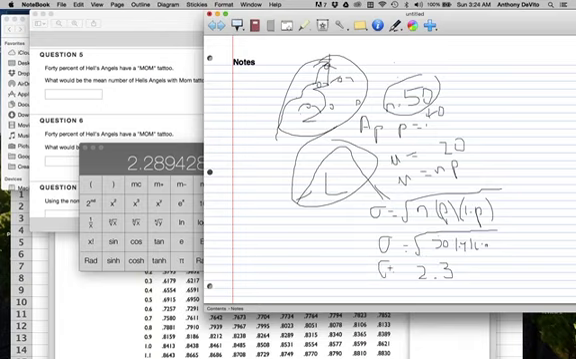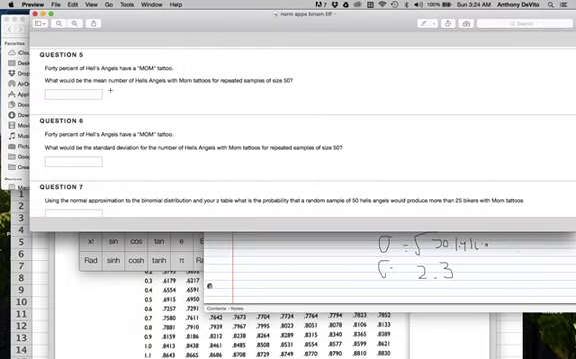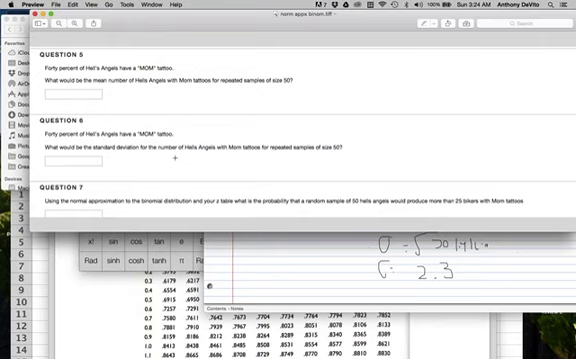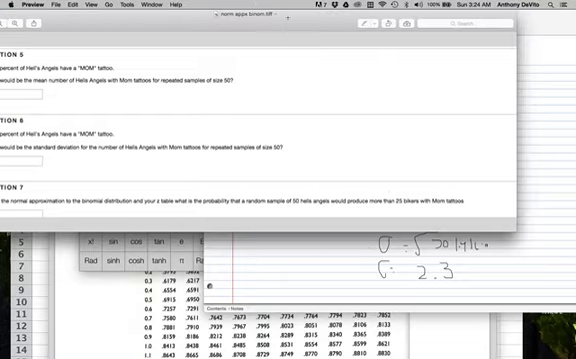So now we have a standard deviation and we have a mean, so now we can predict what these outcomes might be. The mean we decided was 20. The standard deviation for the distribution of repeated samples of size 50 is going to be 2.3. Using the normal approximation of this binomial distribution and the z-table, what's the probability that a random sample of 50 Hell's Angels would produce more than 25 bikers?